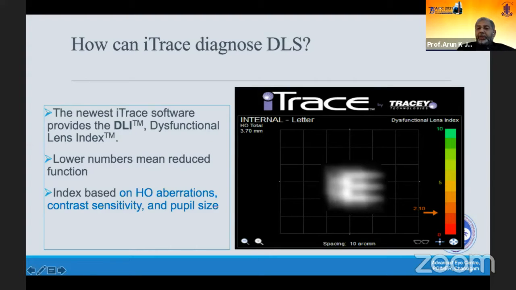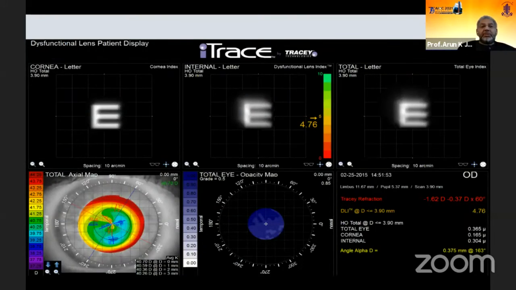So coming to different examples, this is the patient display of dysfunctional lens. This is a post-LASIK patient, who underwent LASIK around 10 years ago. He is around 42, and his cornea is fairly okay, but his internal aberrations are high, and the DLI index is 4.6. Anything more than 5 is usually taken as normal. Less than 5 is taken as maybe a cutoff point for surgical intervention.